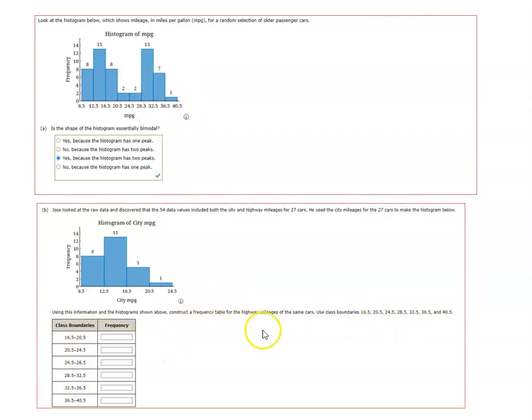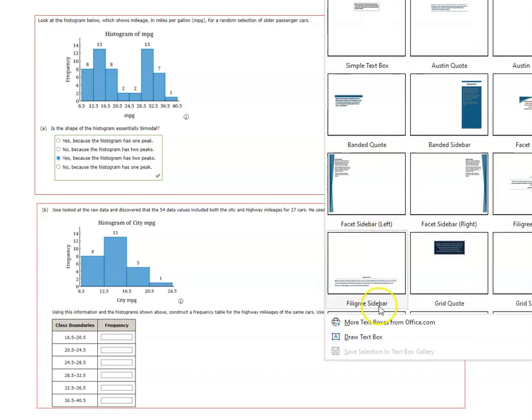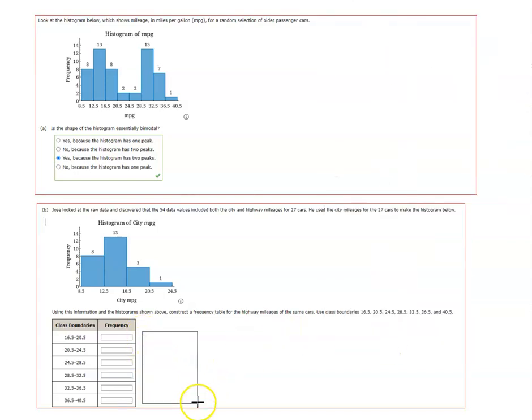What we're going to have to do is get just the highway mileage. This is highway and city. This is city. So basically we need this minus this. First we look at the 16.5 to 20.5 range. In total, there are 8. Looking at that same range for city, there are 5. So we do 8 minus 5, giving us 3. I'm going to put my answers in like this. So, 3.